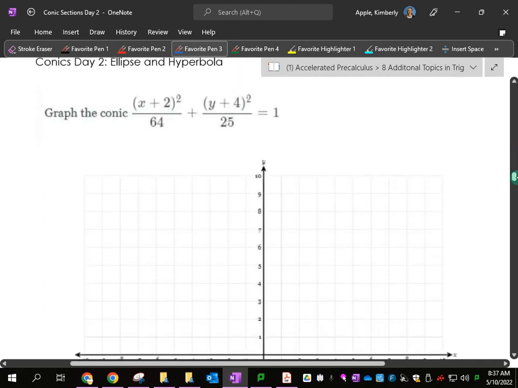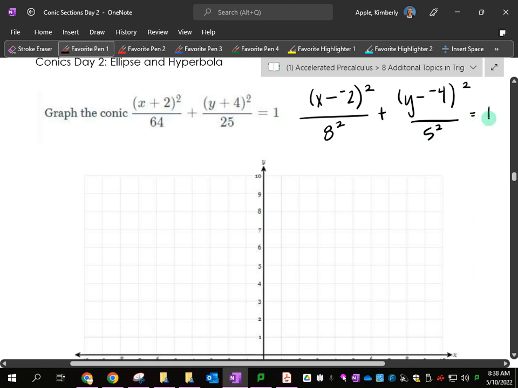All right, let's do one more. Let's rewrite it. This will be x minus -2 squared over 8 squared plus y minus -4 squared over 5 squared. Vertical or horizontal? This one's going to be horizontal. It's going to be like this. So you're going to have a length here, which is going to be A, because it's bigger. Then you're going to have this short length B, because it's smaller.